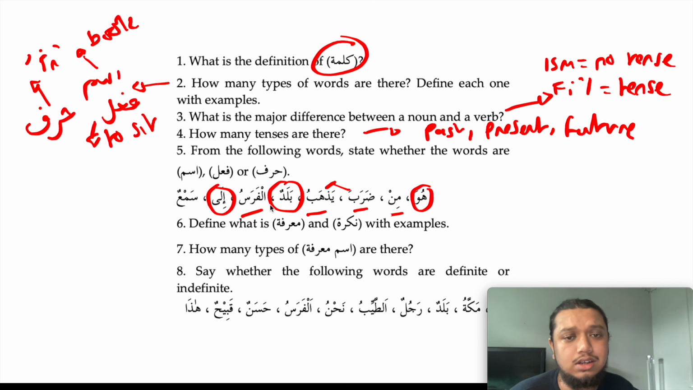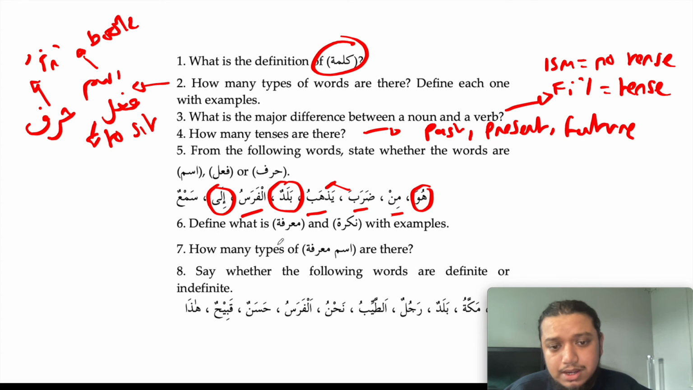Ila is a harf meaning to, generally means to, like I'm going to the shop. Ana adhab ila dukkan or ana dhahibun ila dukkan. Sam' means hearing.